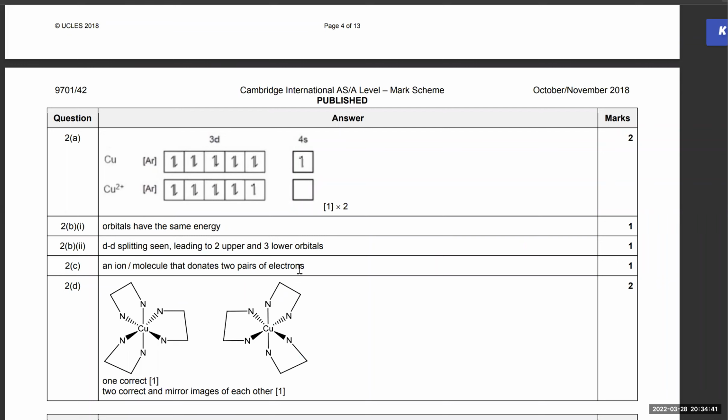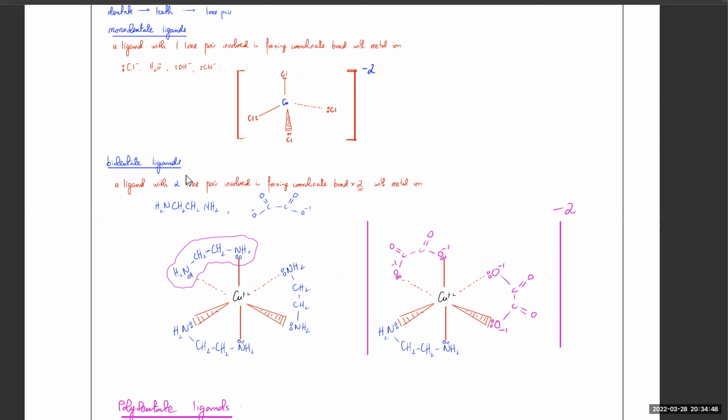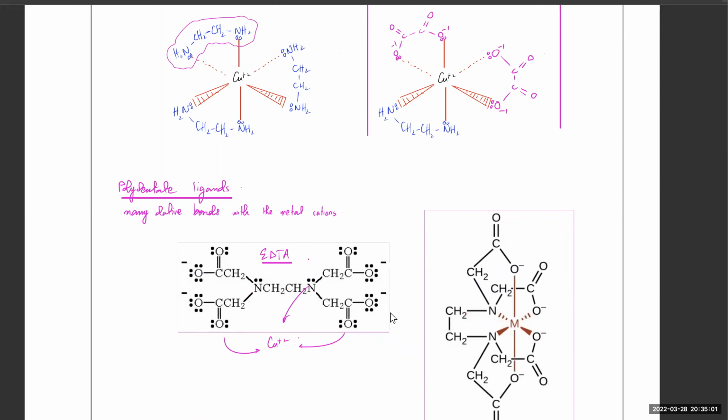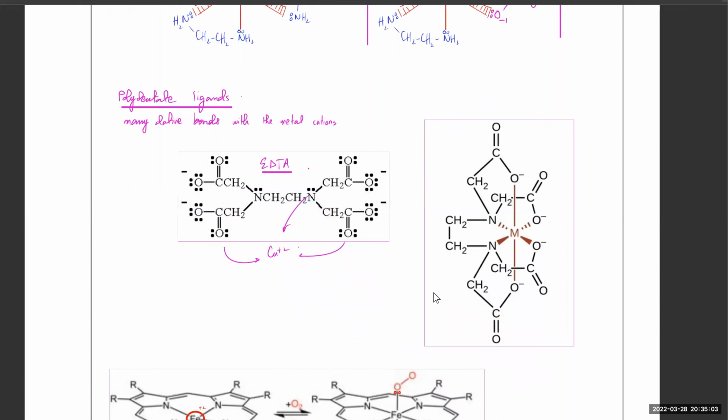That donates two pairs of electrons. So that's kind of the same thing. A ligand with two lone pairs involved in forming coordinate bonds, that's exactly the same thing actually. So that's what bidentate is. Monodentate is a ligand with one lone pair involved in forming coordinate bonds. And you also have polydentate ligands, where you have a much bigger molecule and the metal ion is stuck in the middle, and lone pairs from all sides of the molecule are coming in and getting attracted to the metal ion.